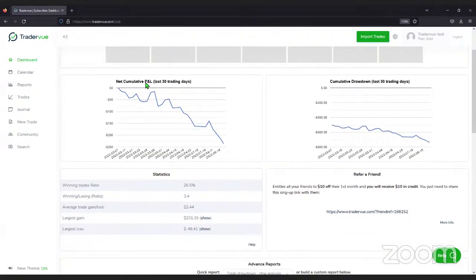So for the net cumulative P&L last 30 trading days, you can see that for the last 30 trading days, this trader has been in a drawdown. And we will take a better look on how to see the drawdowns. You can see here cumulative drawdown last 30 days.